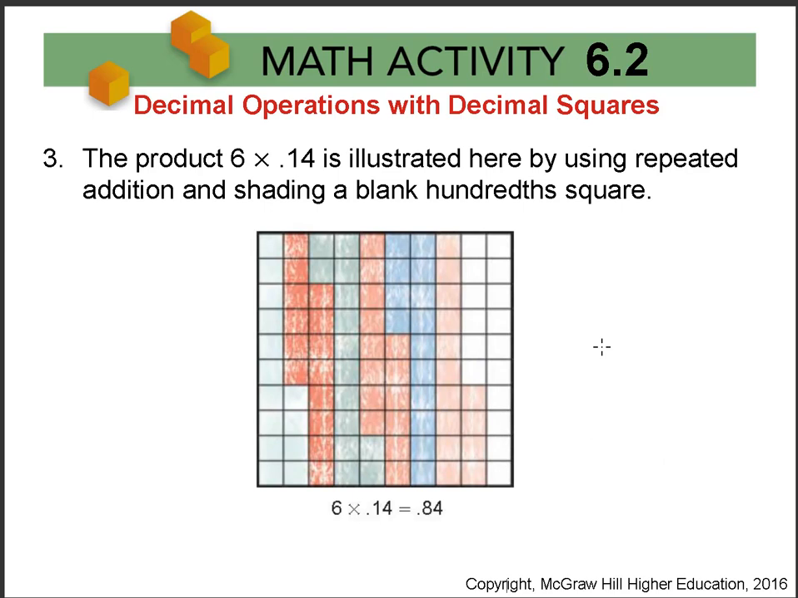Moving to products. Products are easiest to sketch by hand, and frequently we do this with our blank decimal squares. So this product is 6 times 14 hundredths. So you can see there's one set of 1400 squares, then another, and another, and another, 6 sets total.